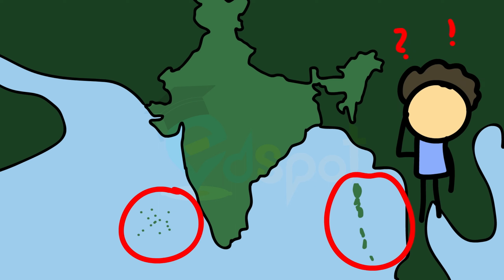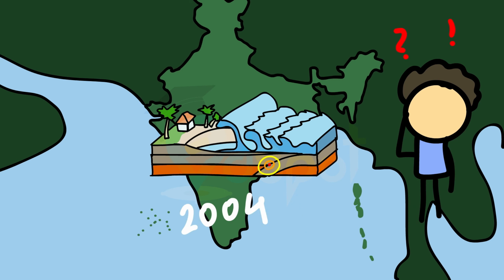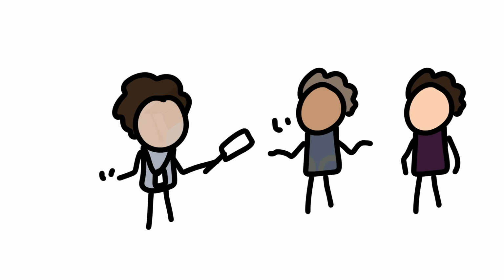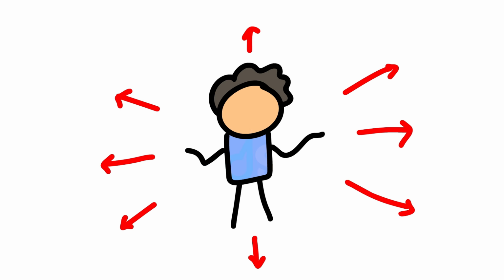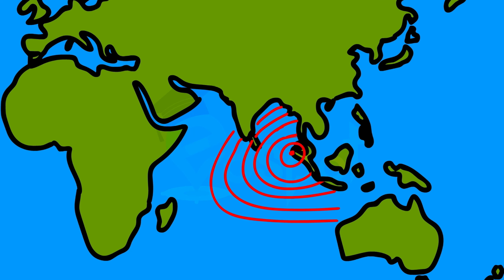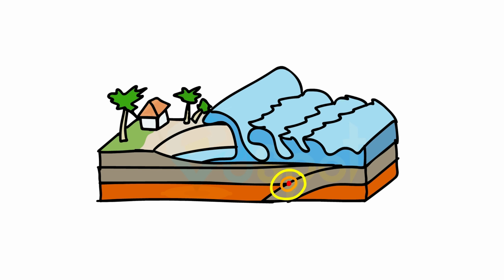Do you know which group of islands was affected by the tsunami in 2004? Find out through newspaper reports and by speaking to people how in different ways people faced these challenges when the tsunami struck the Indian coast. Tsunami is a huge sea wave generated due to an earthquake on the sea floor.